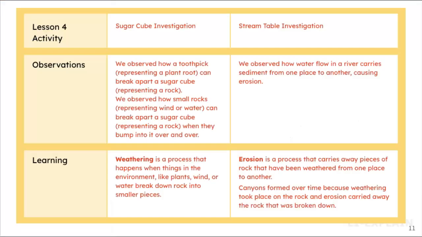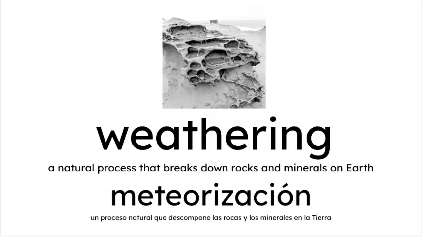The goal of this class discussion is to analyze student observations and identify how plants, wind, and rain cause rocks to break down into smaller pieces, which is the process of weathering. You will use the discussion to start the Lesson 4 summary chart. From the discussion, students should understand that weathering is a process that happens when things in the environment break down into smaller pieces. During the discussion, you can post and discuss the weathering vocabulary card.